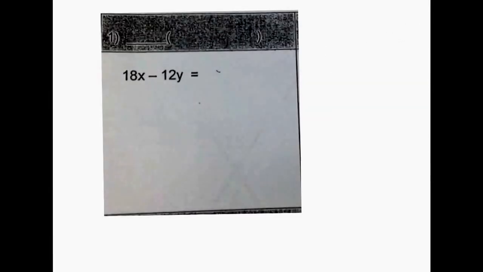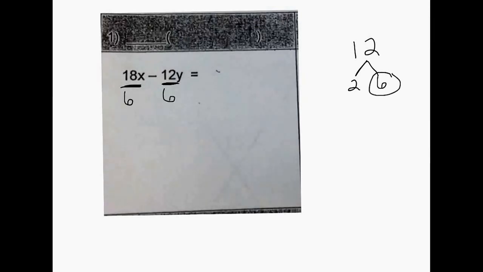Alright, so you look at the two numbers, 18 and 12, and you try to find the biggest number that will go into both of those. We always start by looking at the small number, 12, and ask: will 12 go in evenly to 18? The answer is no. So then you start looking at the factors of 12, so 2 and 6, and you look at the biggest factor. Will 6 go into both of those? The answer is yes. So we put a 6 here, and we put a 6 out in the front.